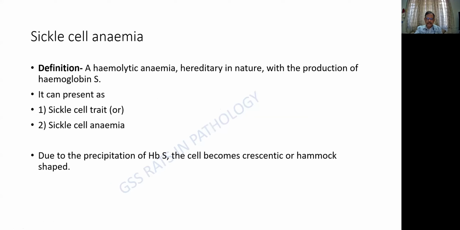Definitions are definitions. It is a hemolytic anemia, hereditary in nature, with the production of hemoglobin S. It is an abnormal hemoglobin. It can present as a sickle cell trait or a sickle cell anemia. Trait in the sense it is present, but not to the extent of causing an overt disease, whereas sickle cell anemia is a full-blown disease. Due to the precipitation of sickle cell hemoglobin S, the cell becomes crescentic or hammock-shaped.